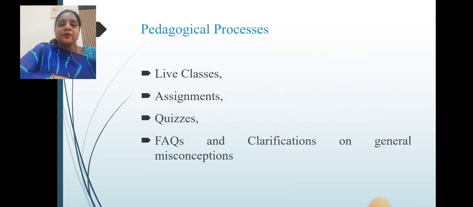Pedagogical processes: how we are going to teach this subject to the students. First, through live classes in which the course coordinator will directly interact with the students and explain the concepts involved in the course. Second is the assignment. Through assignments, we will try to stimulate the minds of the students to think about the course content more thoroughly and more deeply, and to understand the concepts better. Third is quizzes. Fourth is frequently asked questions and clarifications on general misconceptions.